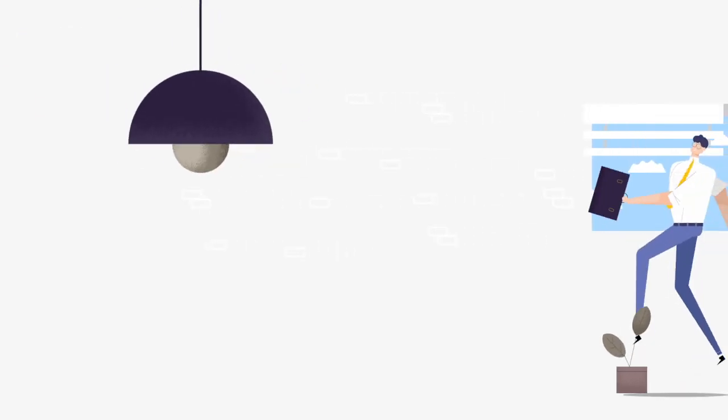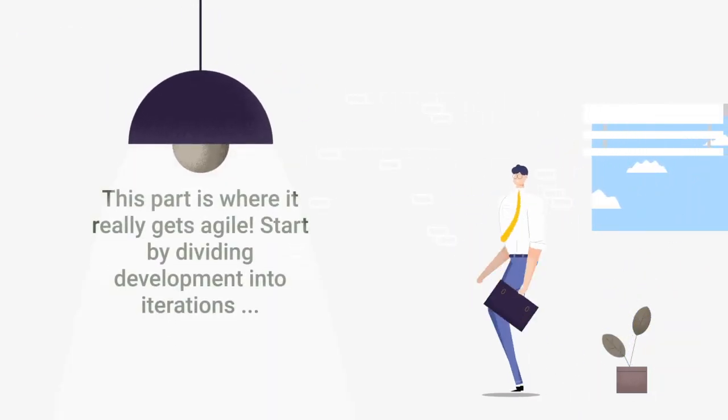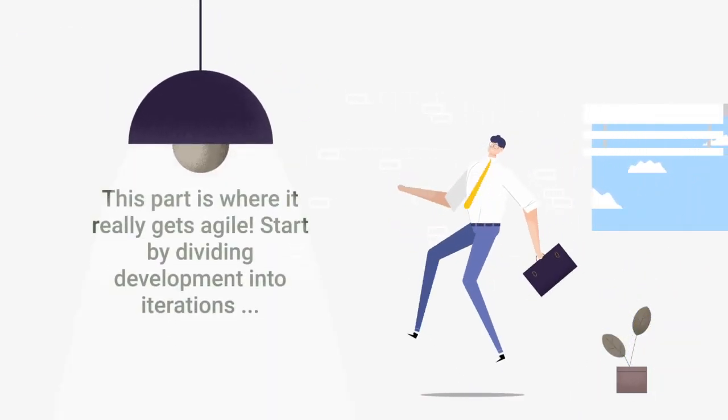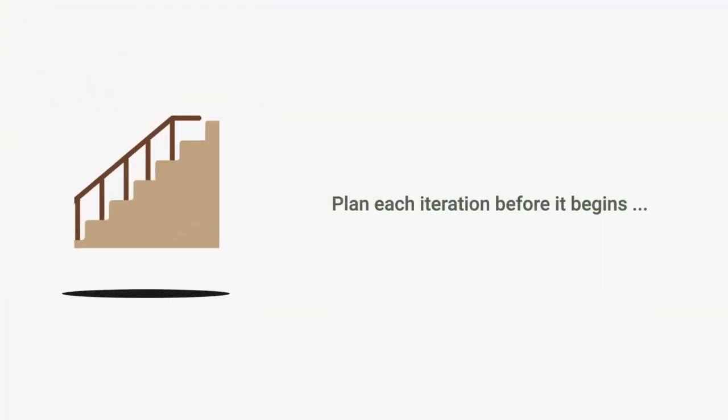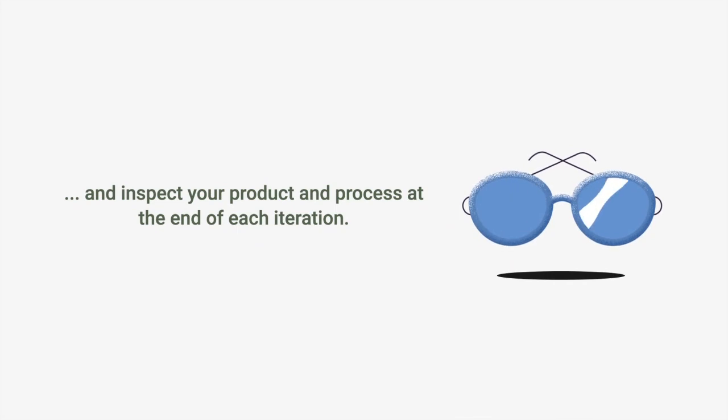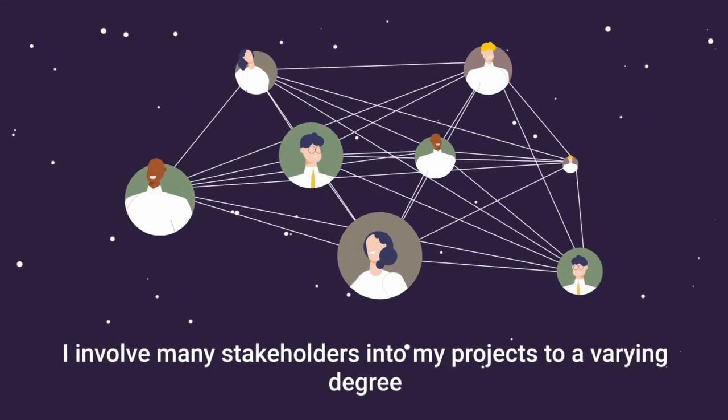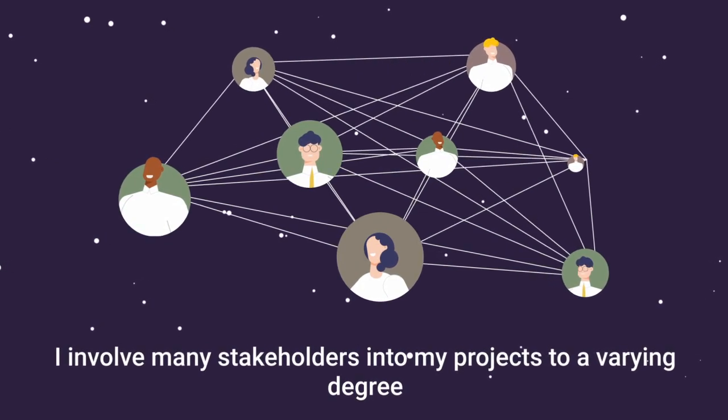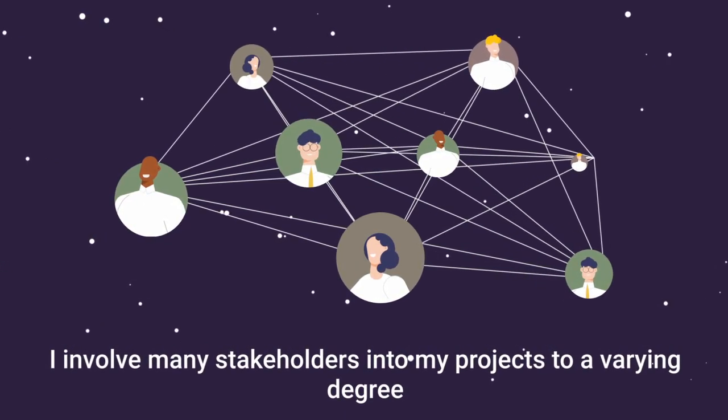This is the part where it really gets agile. Start by dividing development into iterations of equal length. You can change this later on. At the beginning of each iteration, lay out a plan for what your team will implement. In Scrum, this is called the sprint backlog. At the end of each iteration, you and your stakeholders should inspect the current state of the product and development process and adapt if necessary. I usually have many stakeholders involved in my projects to a varying degree. I do product reviews in a core team and let the wider range of stakeholders test during the iteration.